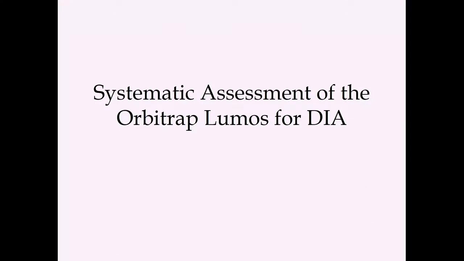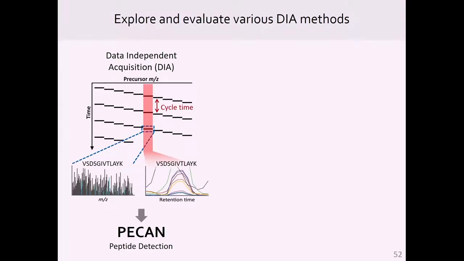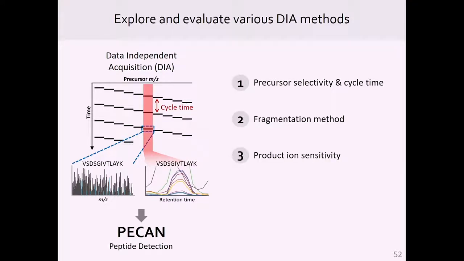So one of the things that we decided to do when we first started working with Thermo on the Orbitrap Lumos was to assess a bunch of the different method capabilities for data independent acquisition. We have data independent acquisition with wide isolation widths and chromatographic extraction, and we wanted to evaluate things like the precursor selectivity and cycle time, fragmentation method, and product ion sensitivity. So I'll talk about these first two first.